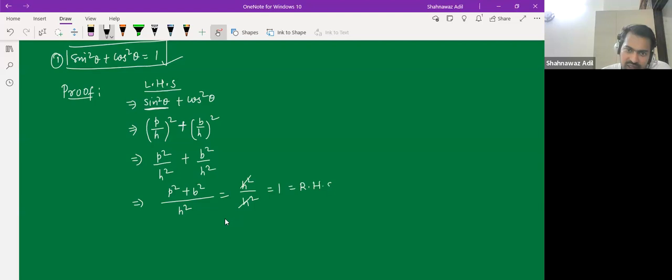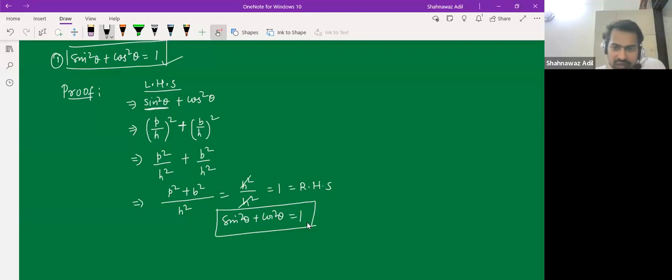So we can say that sine square theta plus cos square theta is 1. So this is the first trigonometric identity. Okay, clear guys?